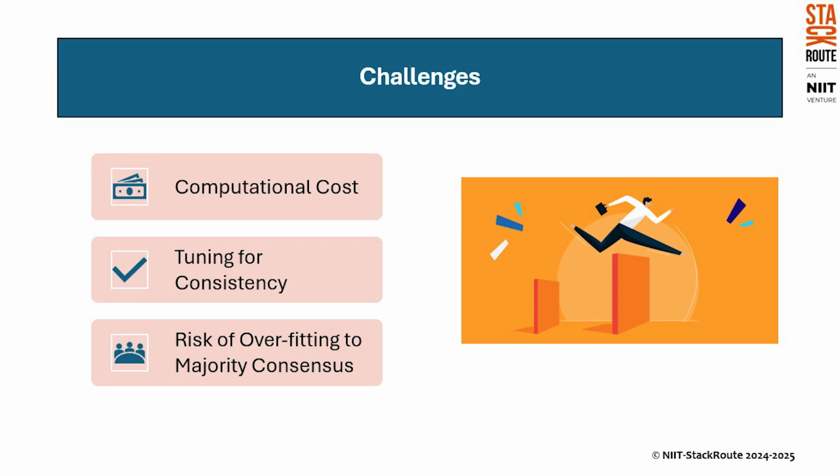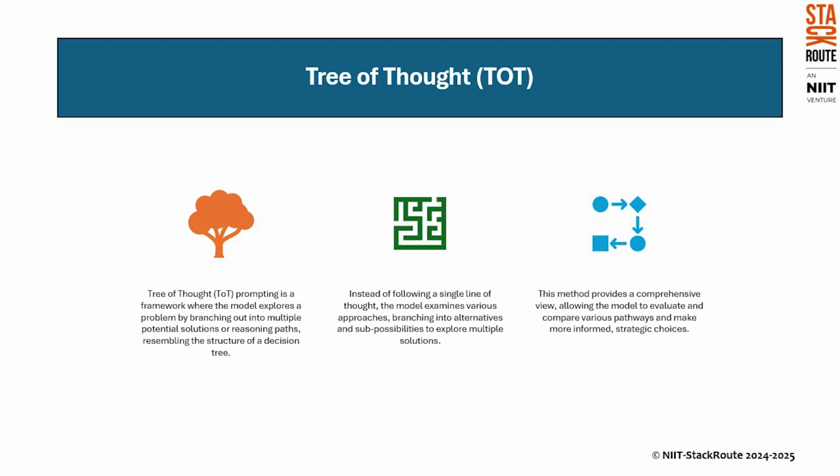And also, the risk of overfitting to majority consensus. If not managed well, there's a risk that the model may lean too heavily on the majority opinion, possibly overlooking unique but correct answers. Next, let's talk about tree of thought, or TOT, prompting.